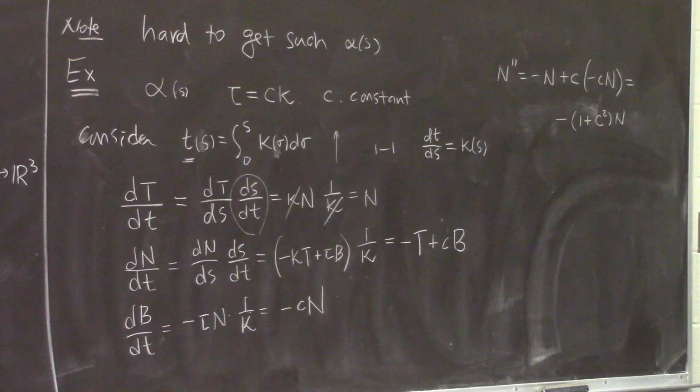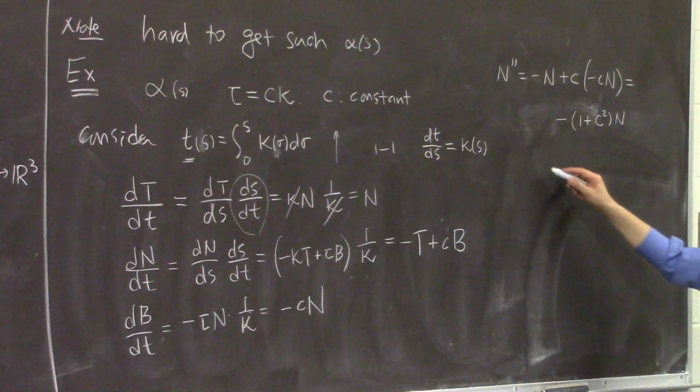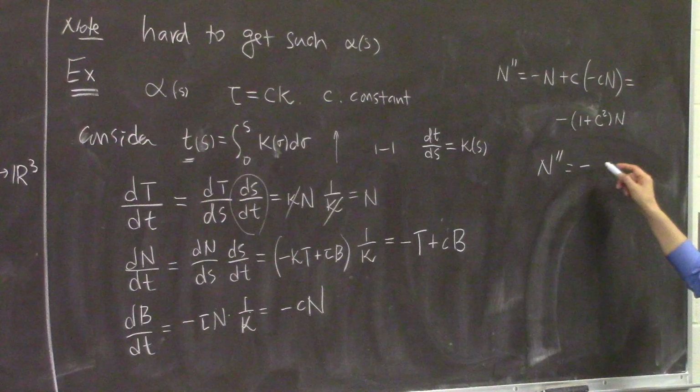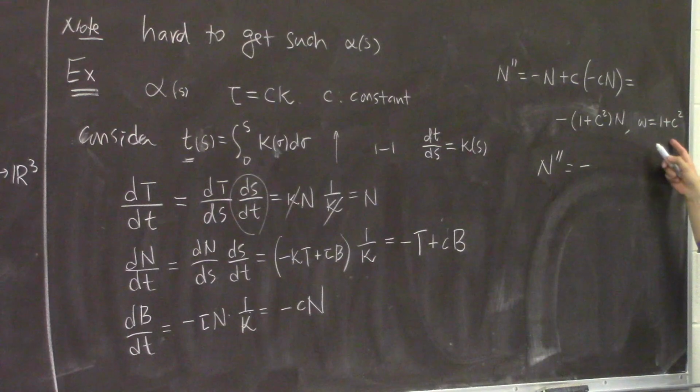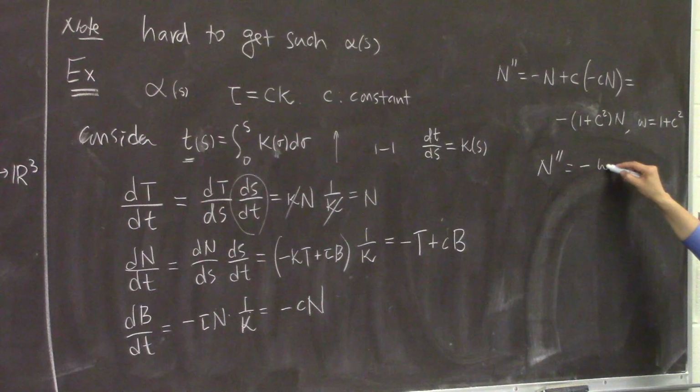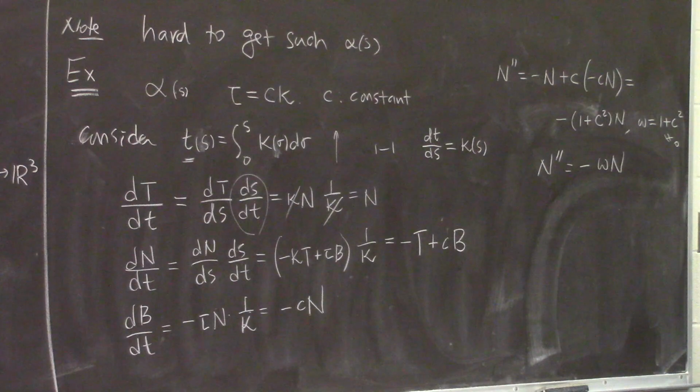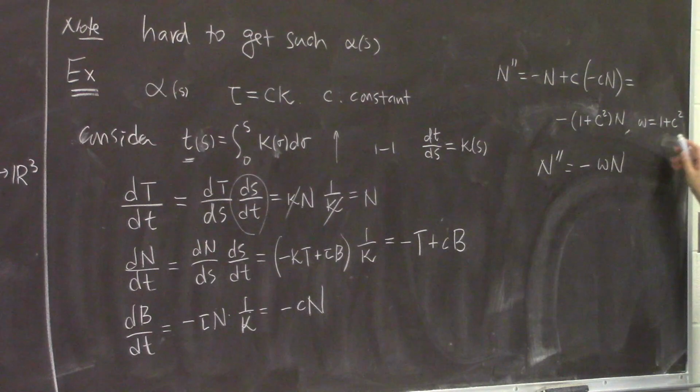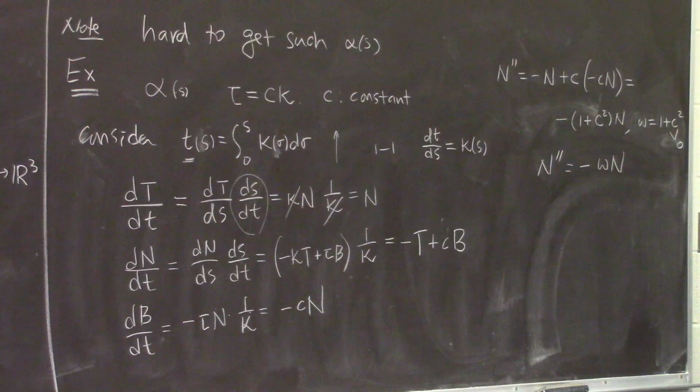Are you okay so far? Okay. So that means N double prime, the second derivative of the N vector, equals minus, let's say, W is 1 plus c squared, the constant. So that is minus W. Actually, it never equals 0. That W is not 0, okay? And positive, still positive. Let's say W squared, sorry. Let's say this one is W squared. I don't want to put the square root. Okay. So we have a second order differential equation in terms of N only.